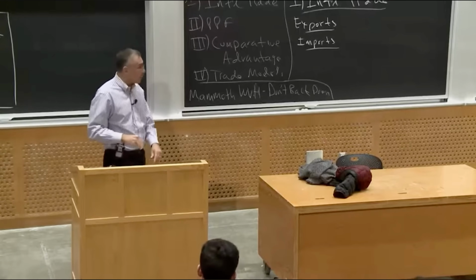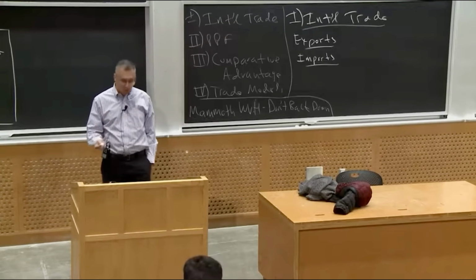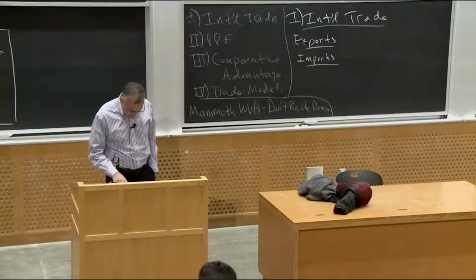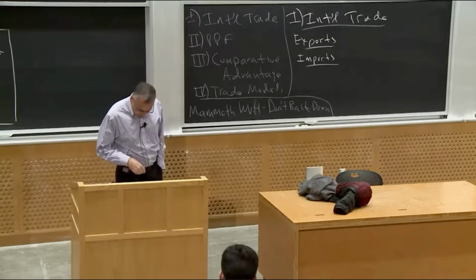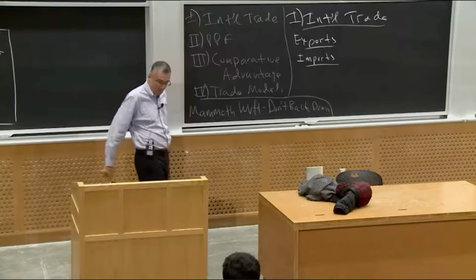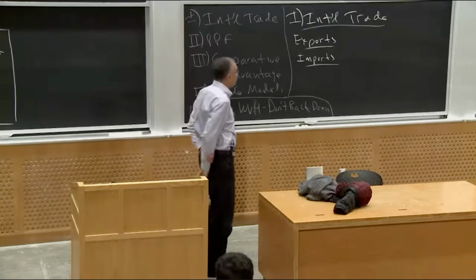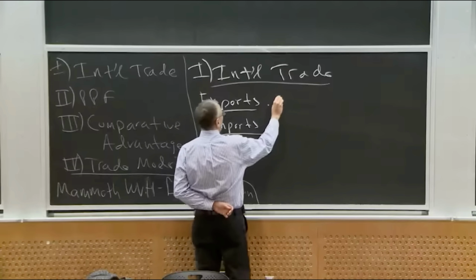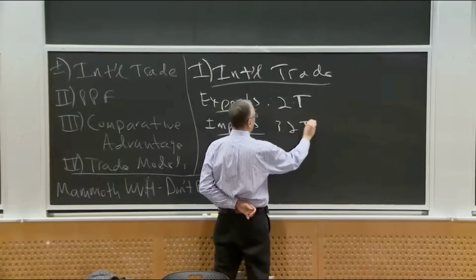So exports are goods that a country sells to the rest of the world. Imports are goods a country buys from the rest of the world. Currently in the US, we export about $2 trillion worth of goods, and we import about 3.2 trillion. So exports are 2 trillion, imports are 3.2 trillion.